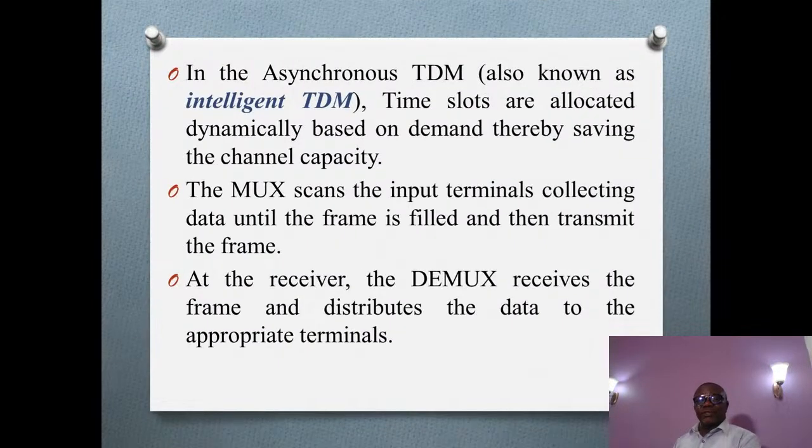In the asynchronous TDM, which is also known as the intelligent TDM, time slots are allocated dynamically based on demand, thereby saving the channel capacity. The multiplexer scans the input terminals, collecting data until the frame is filled and then transmits the frame. At the receiver, the multiplexer, the MUX, receives the frame and distributes the data to the appropriate terminals.